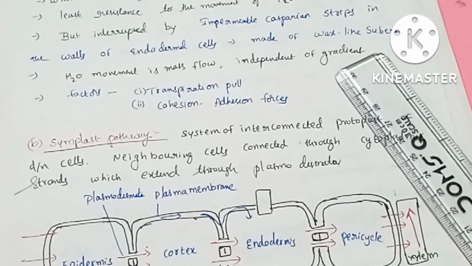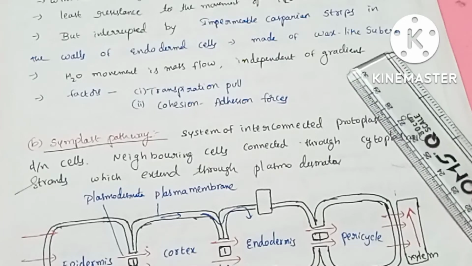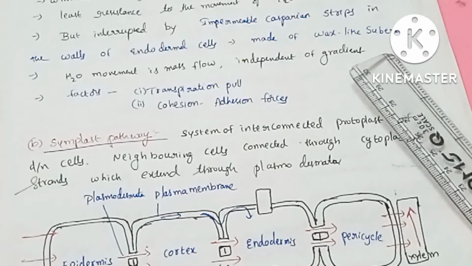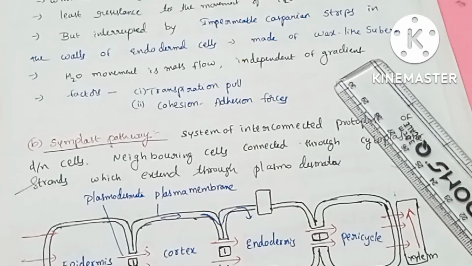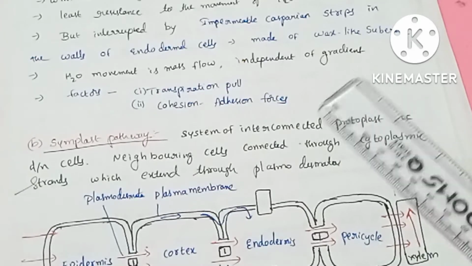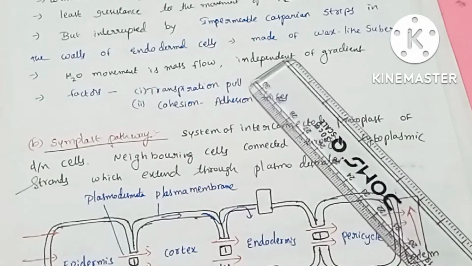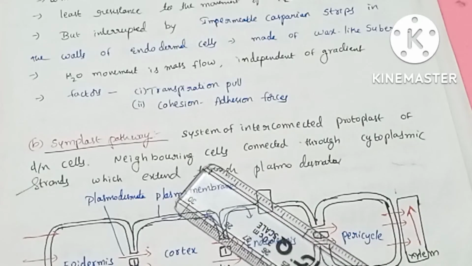This suberin will not allow the movement of water into it. Hence, the water movement will not occur. Then it has to enter into the symplastic pathway, from the apoplastic pathway into the symplastic pathway.